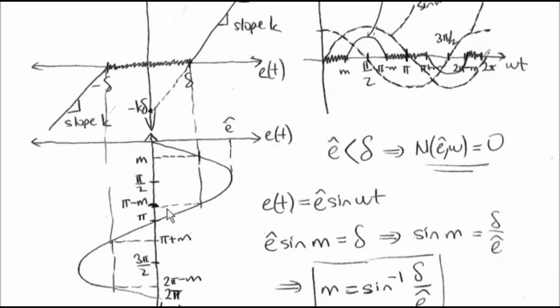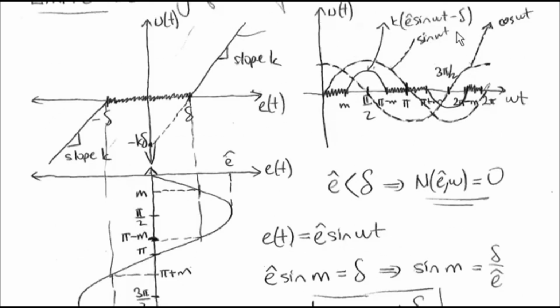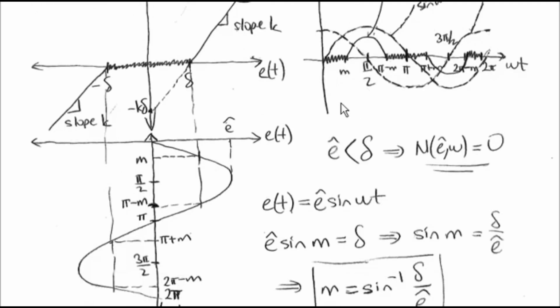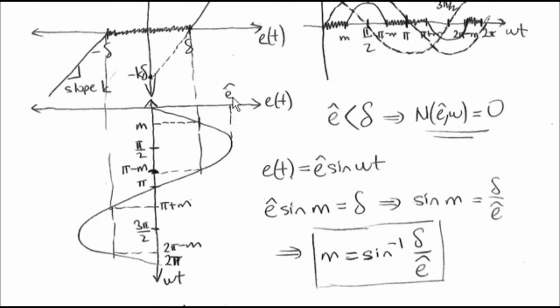So I again draw the same thing here, and what I have to do is calculate the output of this nonlinearity to this E hat sine omega t input. I'm going to be drawing the output here. The first thing that I have to consider is what happens if E hat is strictly smaller than delta. Then this sinusoid will be changing in the dead zone of the nonlinearity.